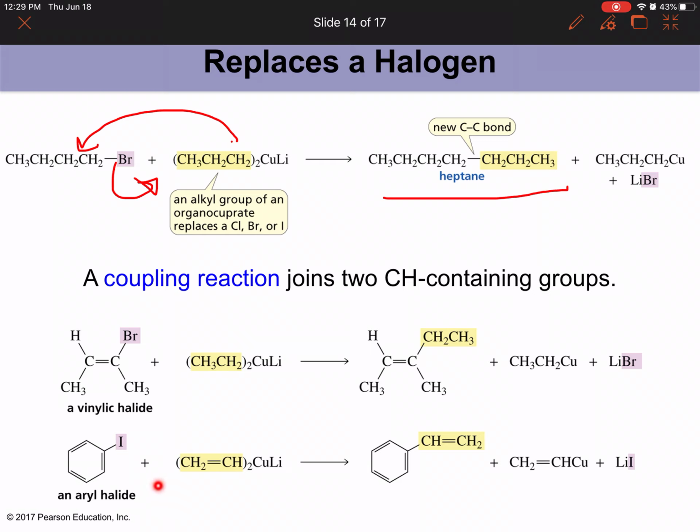So this carbon attacks this carbon and then leaves iodine. So we can basically add this alkyl group, or in this case it's an alkene, onto this carbon on the benzene. So it's a very versatile reaction. You can add handles onto the organic compounds.